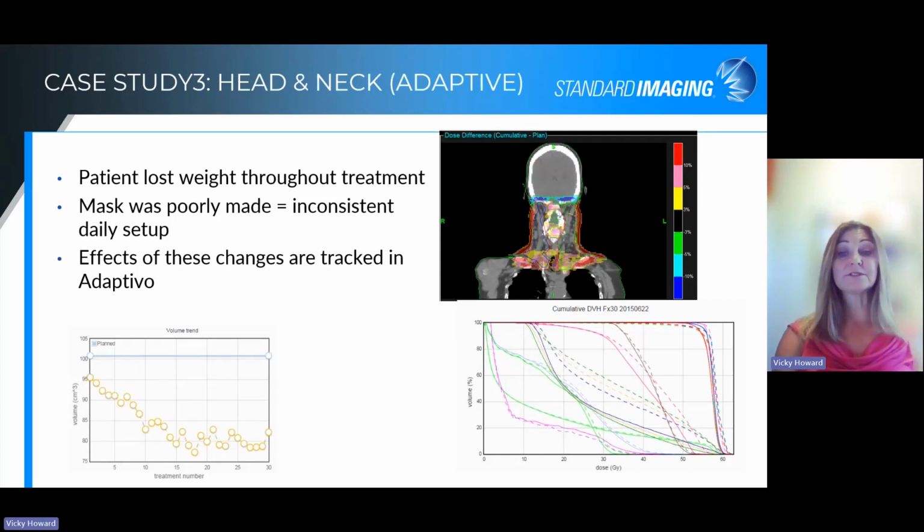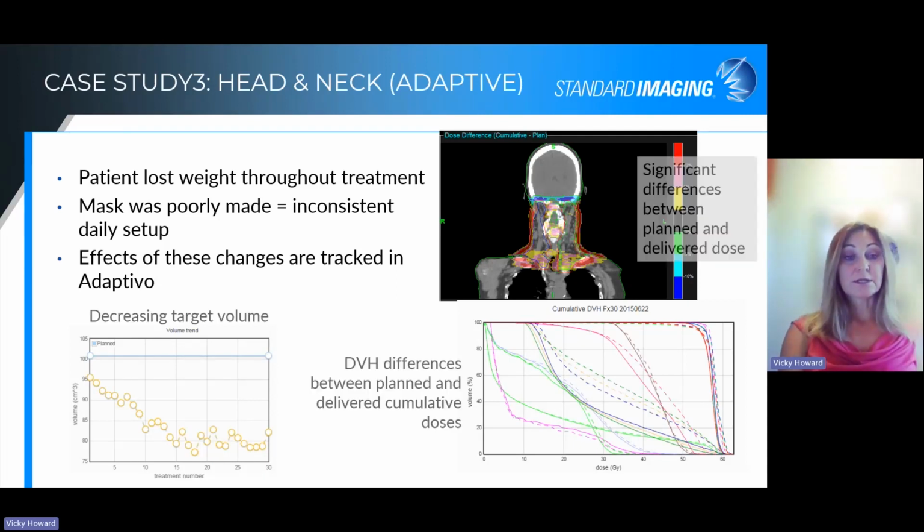In the lower left, you can see a graph showing decreasing target volume as a function of the delivered fractions. And there are significant dose differences between the planned and cumulative delivered dose, which can be viewed in the dose difference map in the upper right. The lower right corner shows DVH differences between planned and delivered cumulative dose. And again, in this case, Adaptivo provided the information needed by the physician to make an informed treatment decision.